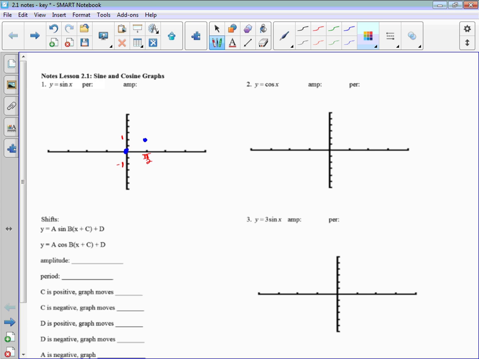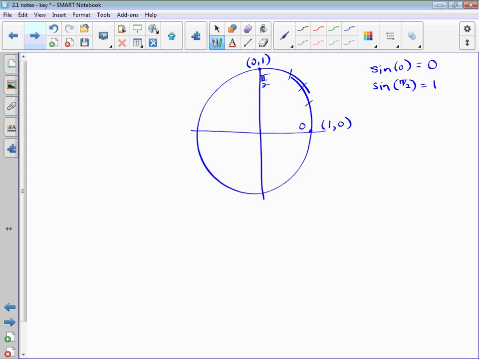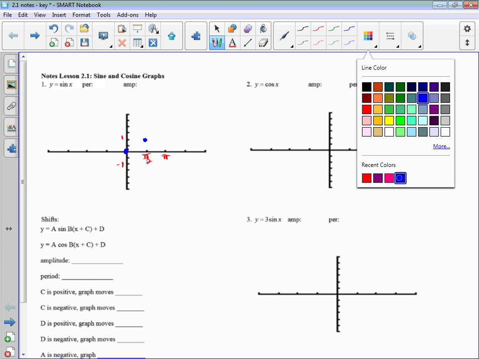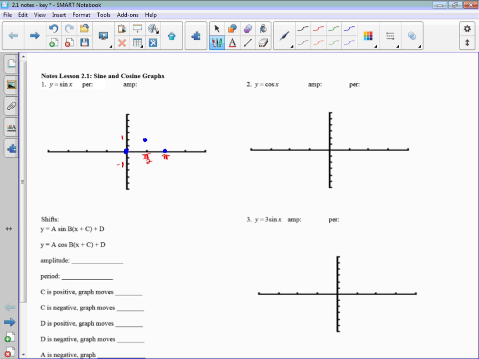So our next one. Where do you think I'm going to go next on my circle? Yeah, I'm going to go over here. Ordered pair there, negative 1, 0. So what is the sine of pi? 0. Right? So what that means for my graph is that my next tick mark is going to be pi. And I'm going to have a dot back at 0. Are you following along with what we're doing here?